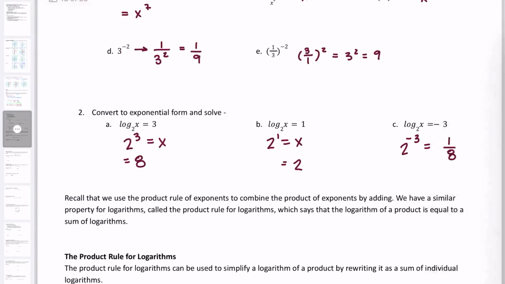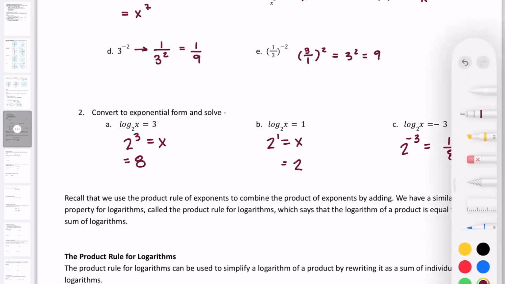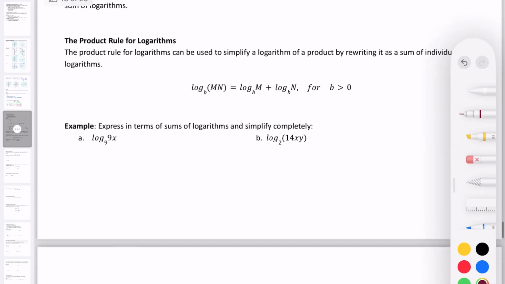Now, similar to the exponent rules, we also have the product rule and the quotient rule for logarithms. They essentially work the same exact way. If two logarithms are being added, they can be rewritten as a multiplication operation instead. So notice that we have m and n being added, and then they're combined as m times n.